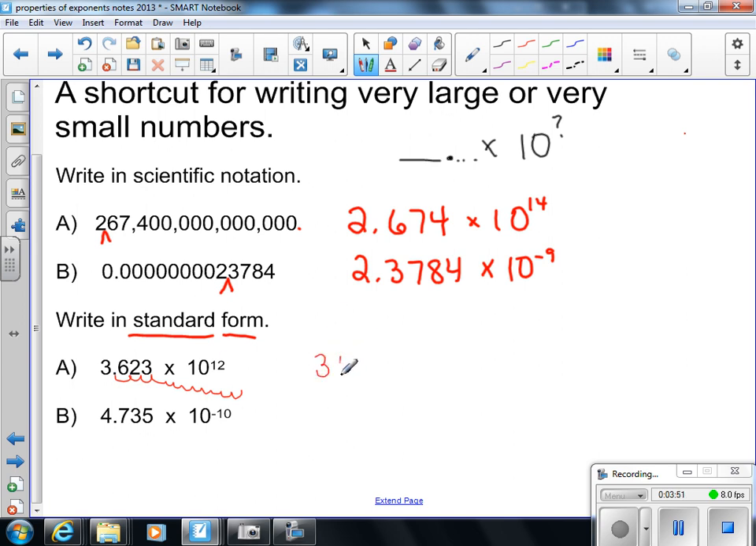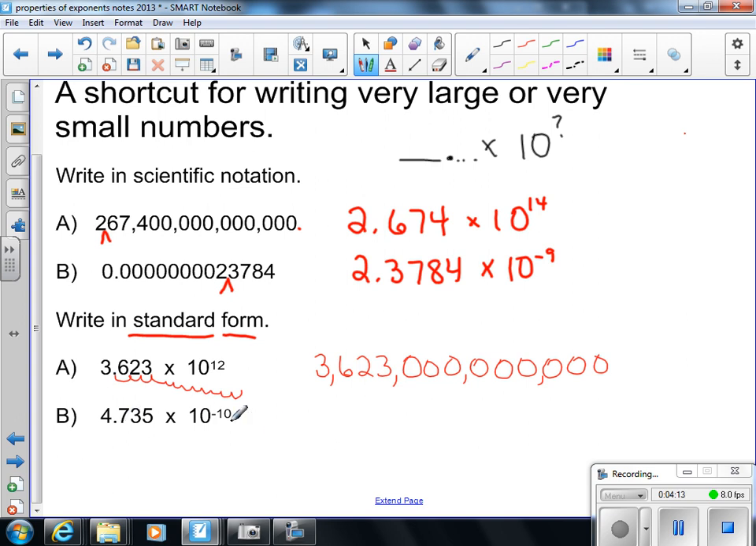So it'd be 3, 6, 2, 3. And then put your commas in. And remember, your commas separate periods. So this would be, there's your thousands, millions, billions, 3,623,000,000.